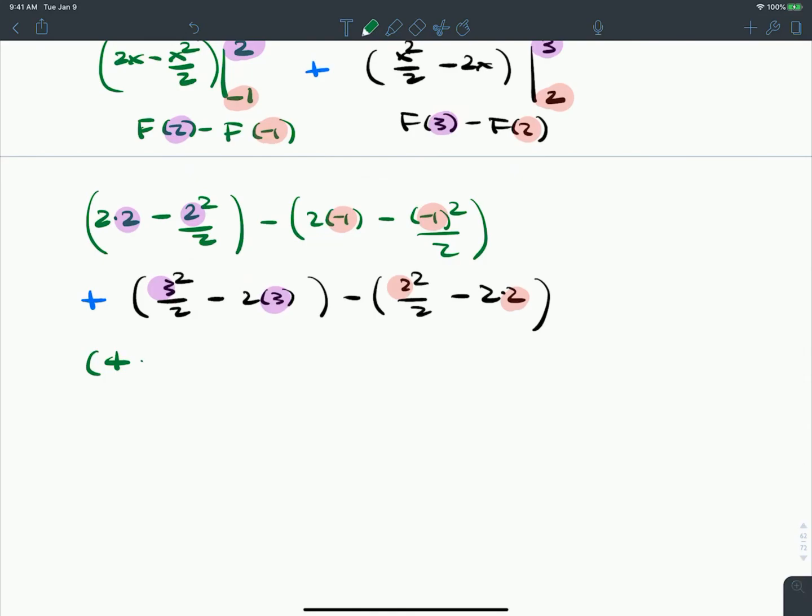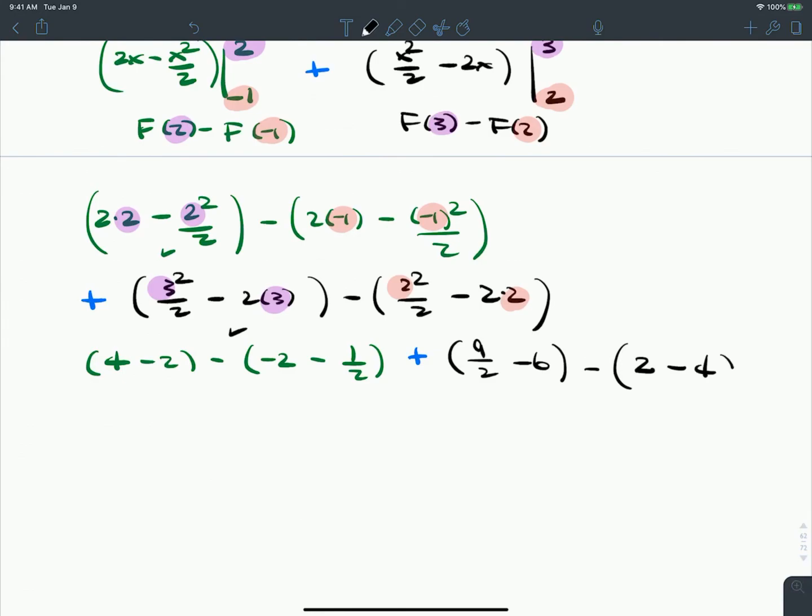4 minus 2. This is my first parentheses. Minus negative 2 minus 1/2, plus 9 halves minus 6 here. Minus 2 squared is 4. 4 divided by 2 is 2, minus 4. This is the next portion here.